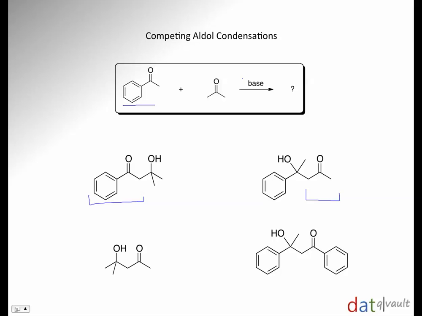So usually to control an aldol condensation, you'll only have one substrate that can actually form either an enolate or an enol. And then you'll only have one substrate being the enolate acceptor, which you will usually use a large excess of so that the enolate will not react with itself in an aldol condensation.